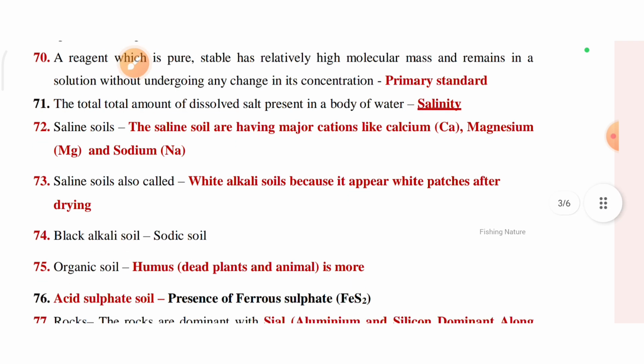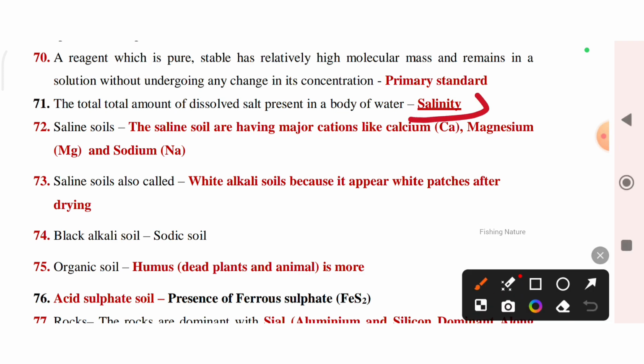Next, the total amount of dissolved salt present in a body of water is known as salinity. It means the amount of salt present in the water is called salinity.